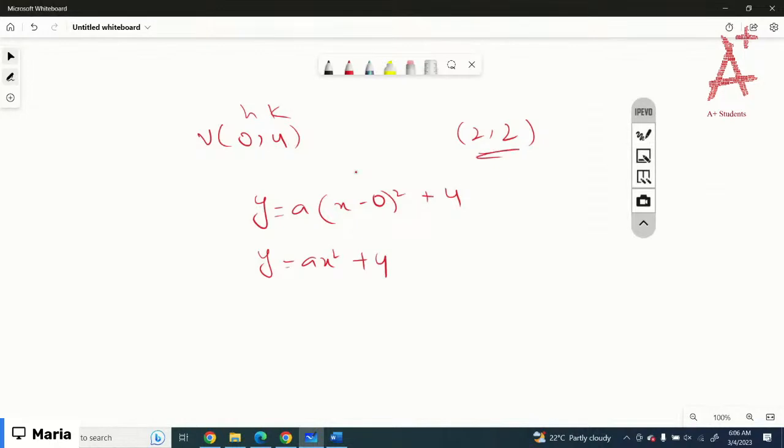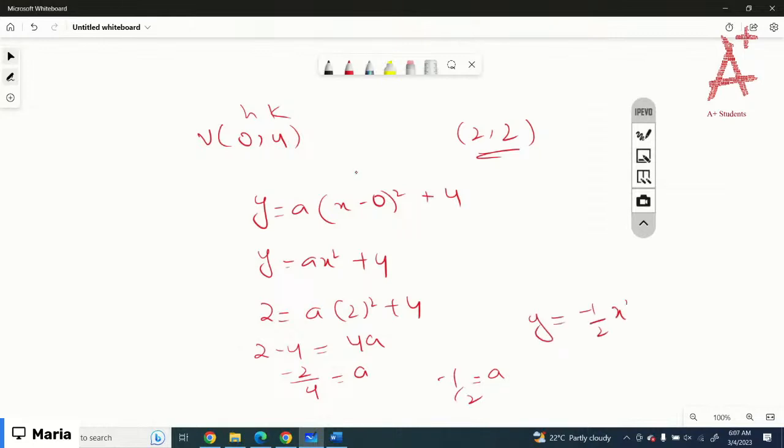Now I'm going to use this point to find the value of a. Got it? So 2 equals a times 2 square plus 4. Move 4 to the other side. 2 minus 4 is negative 2, equals 4a, so negative 2 over 4 equals a, and a equals negative 1 over 2. So the equation would be y equals negative 1 over 2 x square plus 4. Got it? That is the equation of the parabola.